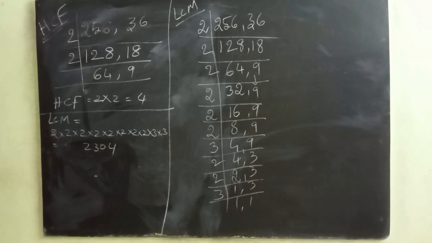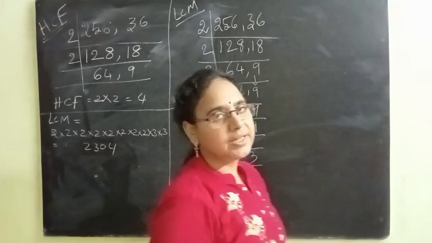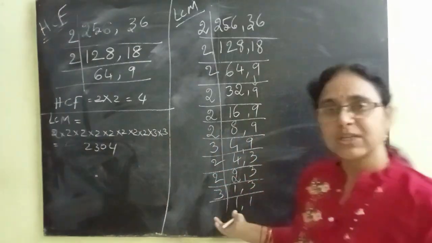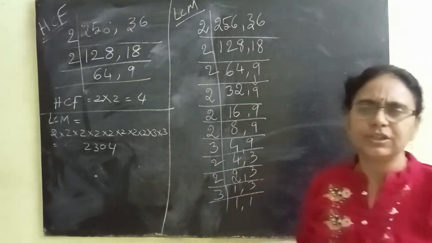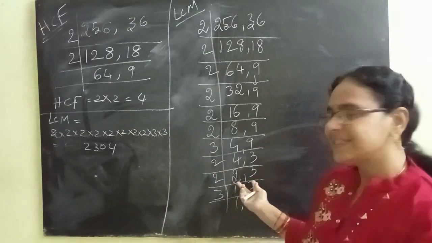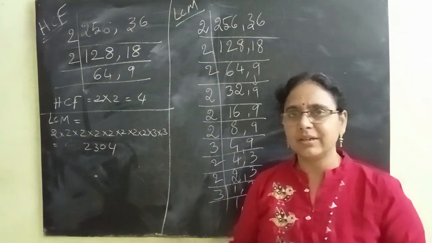We got HCF is 4. We got LCM is 2304. I hope you are clear. HCF means product of common factors. LCM means you will get answer 1 comma 1. You can continue. Otherwise, when you got the last numbers as the prime numbers, you can leave it.